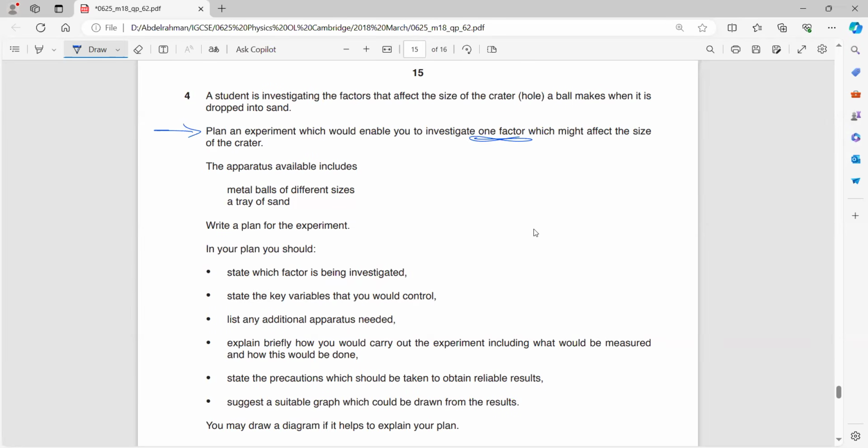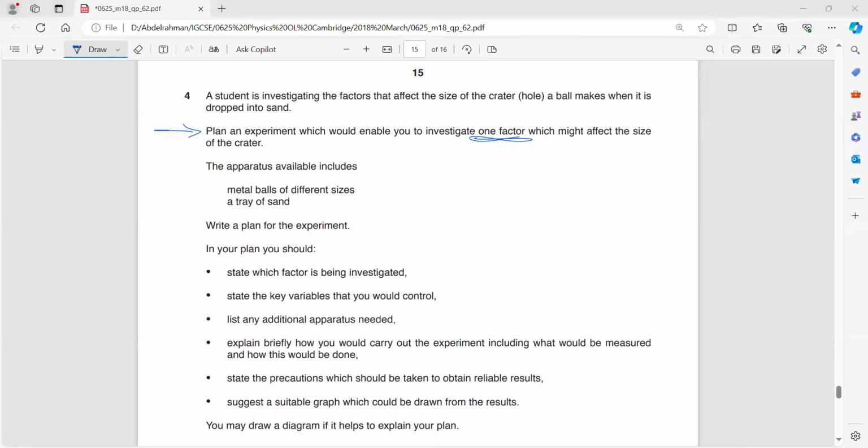Because you can't measure the size of the ball. You can measure the mass of the ball, the material of the ball. That wouldn't be wrong.